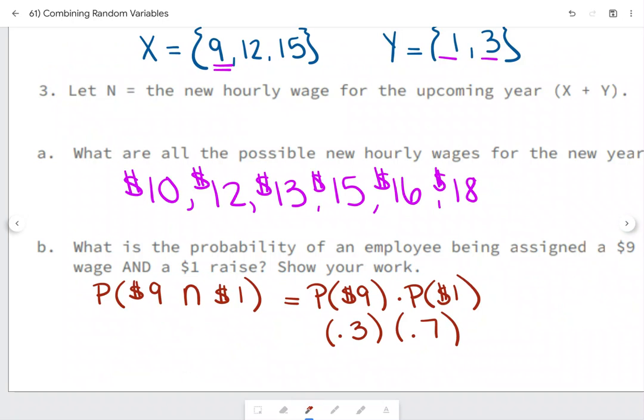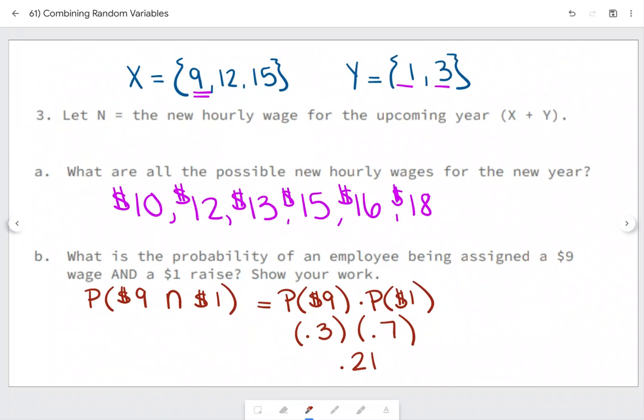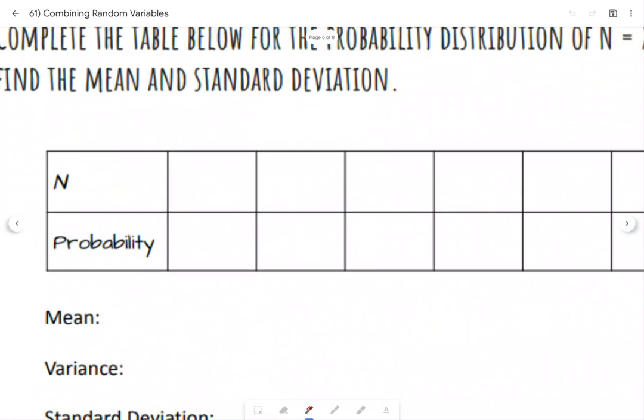And when I multiply those two ideas together here, I'm going to have 0.21. So that's the probability of both occurring. Again, we knew they were independent. That's why we were able to multiply them. But we're going to fill out that table the same way. So I'm saying that that's my probability of having $10 as my salary next year.